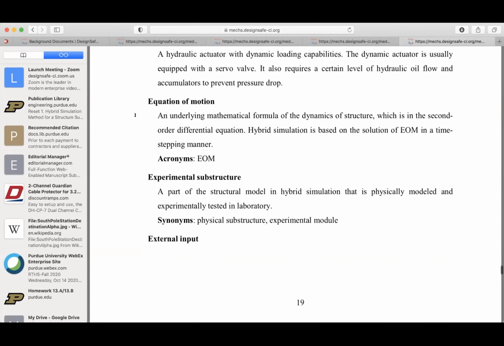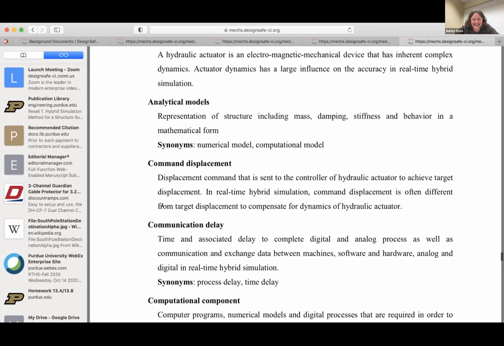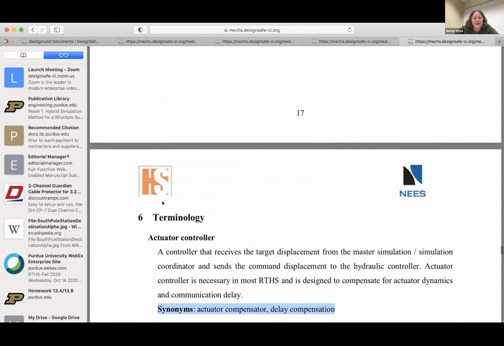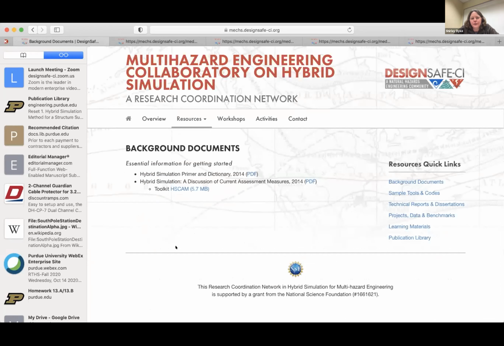I need to take a look whether my website is still okay. That's always the problem with websites, right? Yeah. But we're trying to just provide as much useful information.